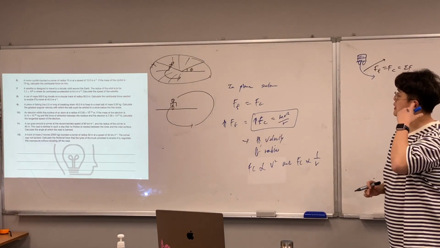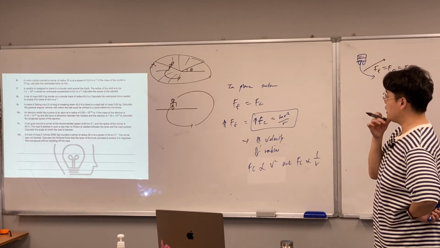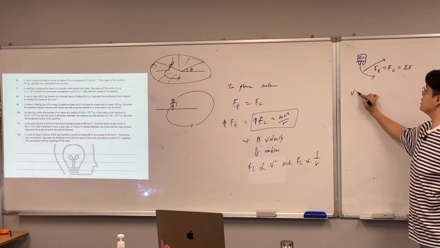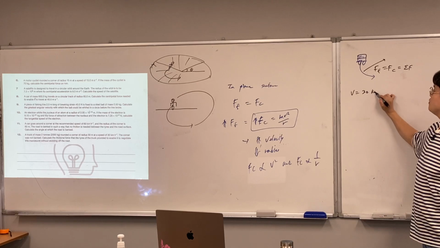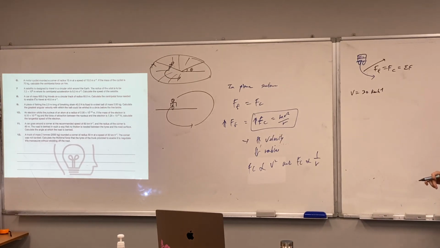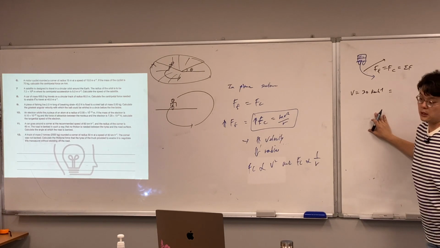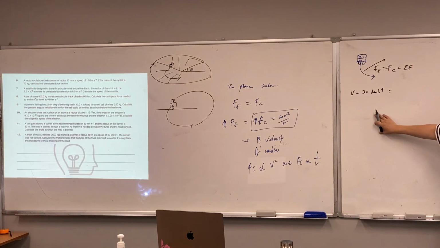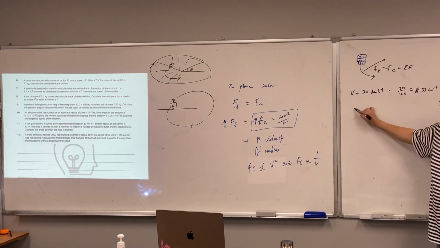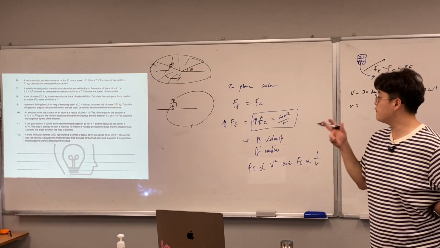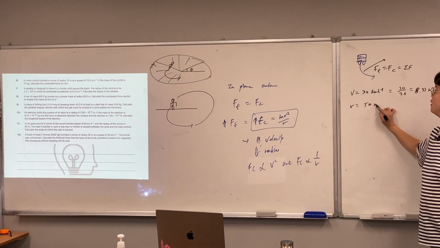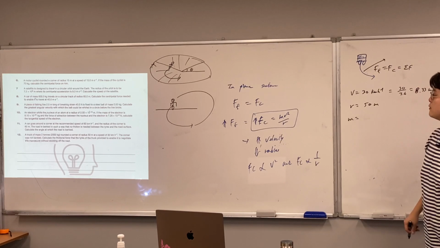The mass is 2,000 kg going round the corner with a radius of 50 meters. The velocity is given as 30 kilometers per hour. Convert that into meters per second by dividing by 3.6, so you get 8.33 meters per second. The radius is given as 50 meters, and the mass of the truck is given as 2,000 kg.